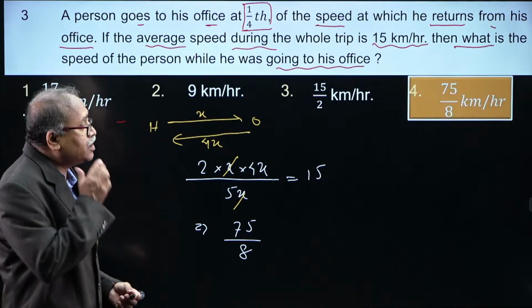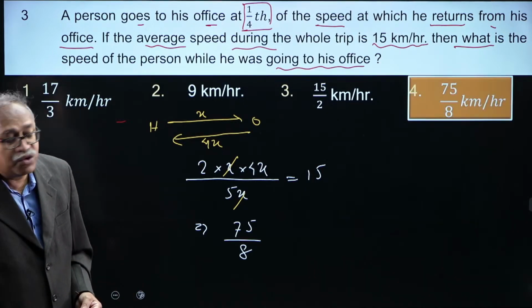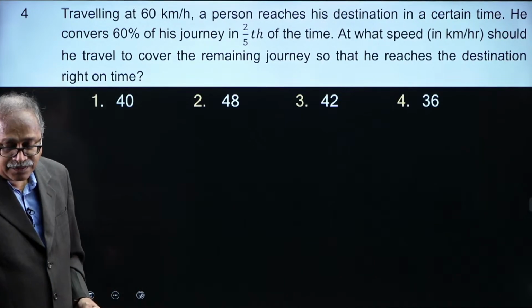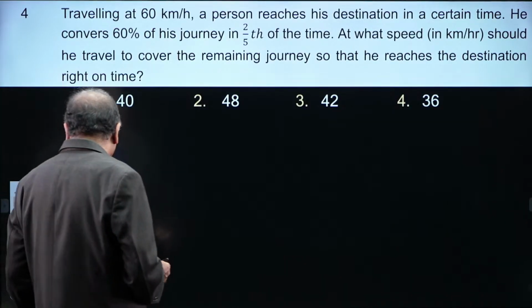Okay, some of you have done well. The next question on your board is this. Check the question here.